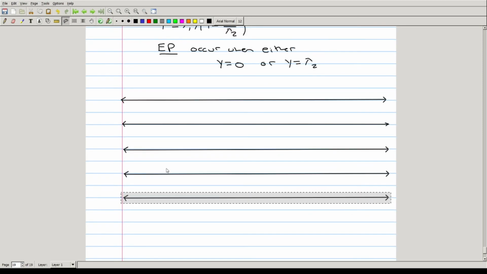And what makes this slightly complicated is that we have two parameters now. So we have to look at when lambda 1 is negative and when lambda 2 is negative. We have to look at when lambda 1 is equal to 0 and lambda 2 is negative. We have to look at when lambda 1 is equal to 0 and lambda 2 is positive.